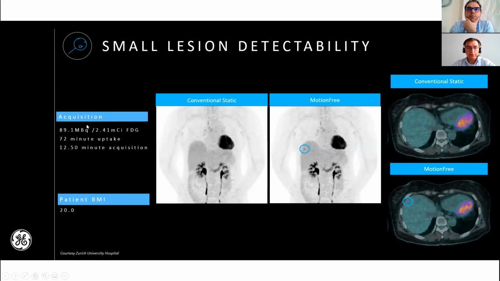Here, another example, also with very low dose, almost 19 megabecquerels of FDG injected, and a patient with 20 BMI. And here is an example where a lesion was not detected on the conventional static image. And here the liver could really be reported as a regular, neutral one. And with motion-free, an additional lesion was detected. So here, of course, accuracy of clinical findings is far more improved, and the patient pathway could be changed.